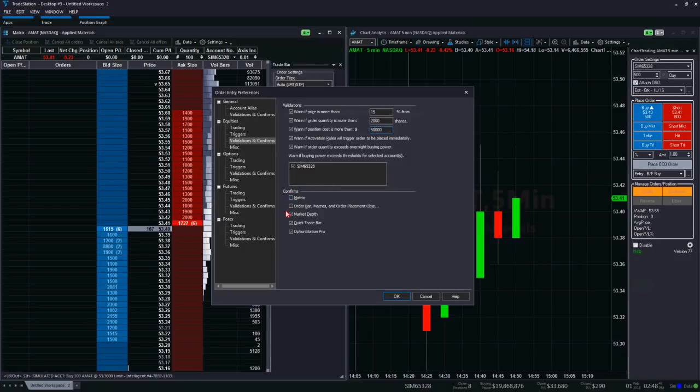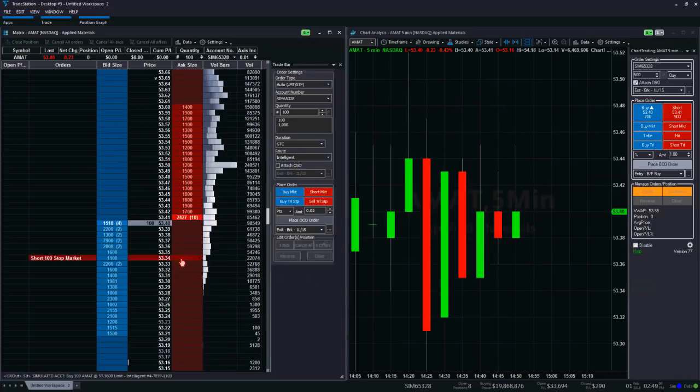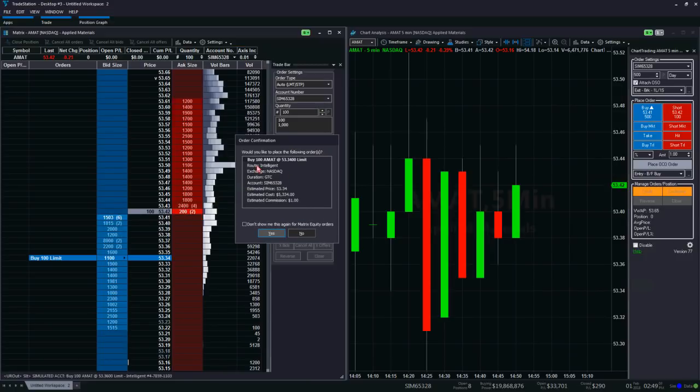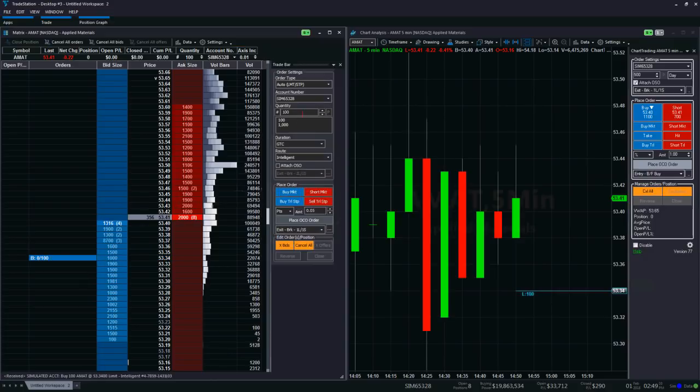And at the bottom here is the confirmations. If I turn on the confirmations for the matrix, look at all the other order entry tools that are here. You have chart trading, market depth, quick trade bar, OptionStation Pro. But if I turn on for the matrix and I click OK, now when I click on the blue here to put in a trade, I get my confirmation window saying you want to buy 100 shares of AMAT. All right. I'm going to disable confirmations.